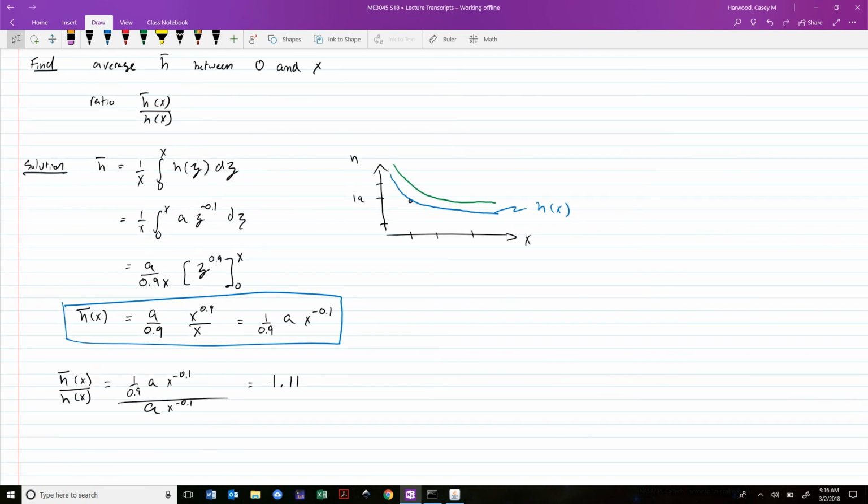Are there any questions on how we did this or what it means? It's a little odd, I know, looking at the average as a function of x, but this is also an important concept to get clear, that it's the average between 0 and whatever x is. So it's going to change as you include more and more of the plate. As h decays, and you take the average between 0 and x, it's also going to decay, but it's going to remain a little bit higher than the straight value of h.